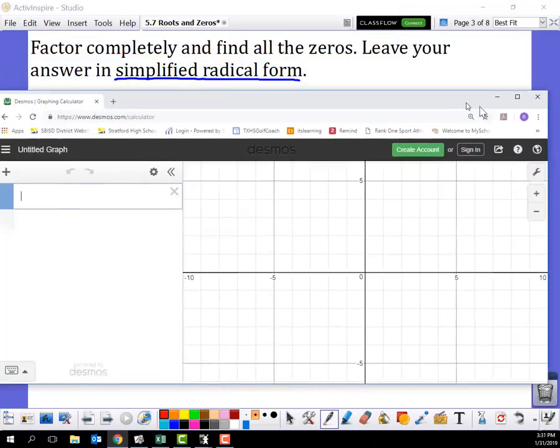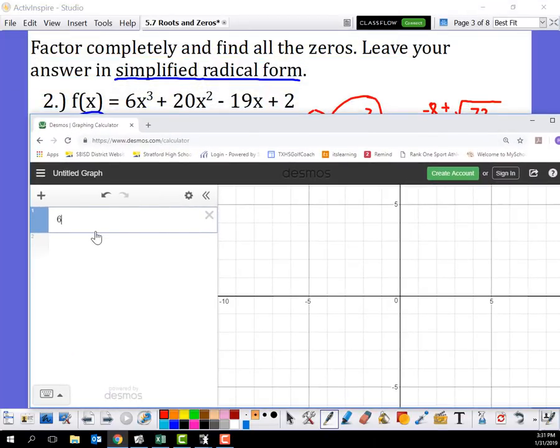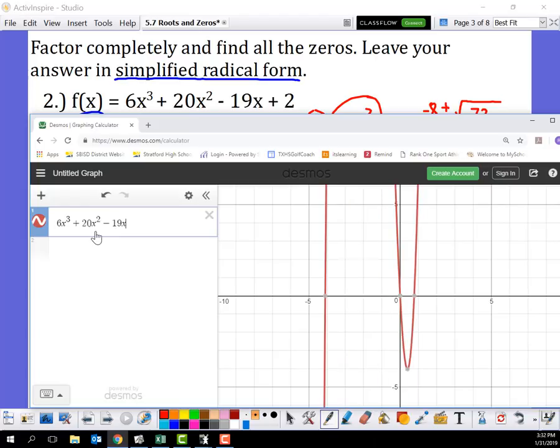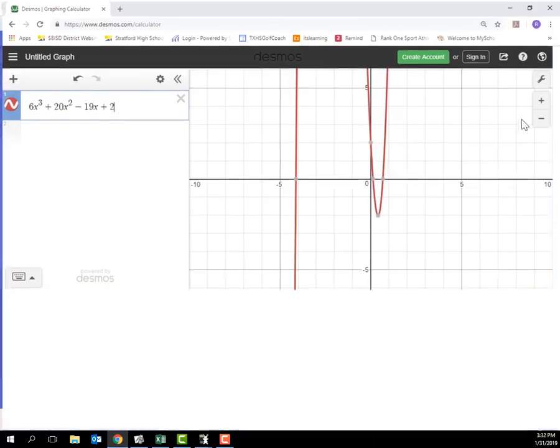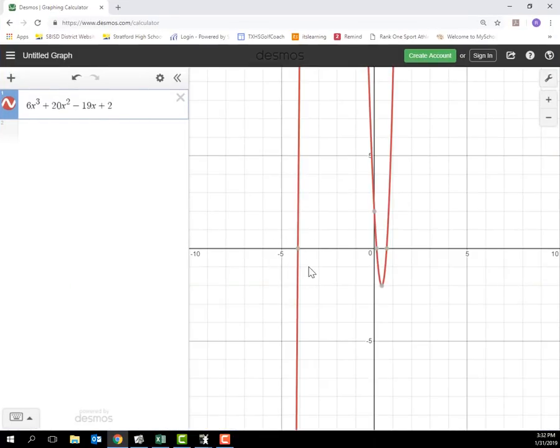So I already forgot what my function was. So let's do 6x to the third plus 20x squared minus 19x plus 2. And as you type, you see that it builds the equation for you over here. And here's what I absolutely love about it. Okay, you can simply click on these points and it will show you the coordinates. Okay, and if you look at those coordinates, you can see that's not a decimal I know how to deal with. 0.667 certainly looks like a decimal that is convenient to work with.